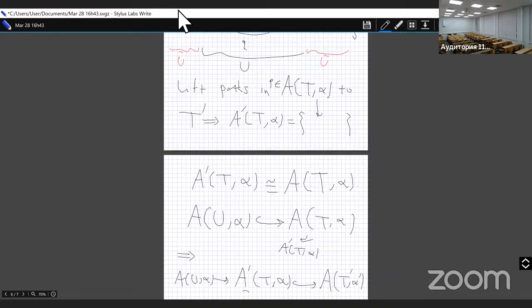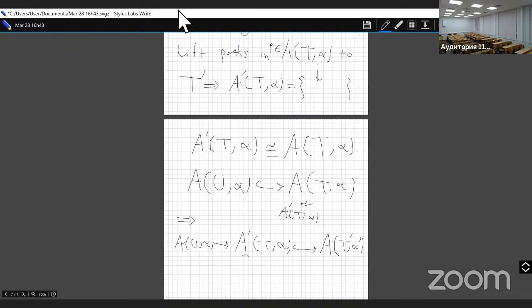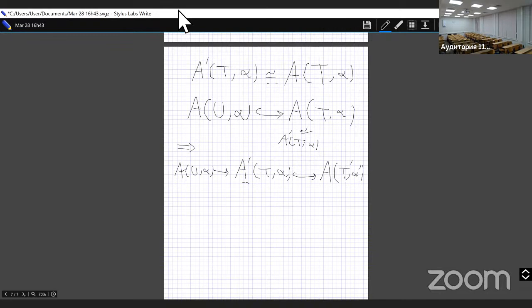What was alpha prime? Alpha prime was here. This is T prime, and alpha prime is just a copy of alpha. So if I consider this inclusion, what do I get? Again, I want to show that the I is injective. But if I show that this composition is injective, then it shows that I is injective, I mean, injective on pi x.